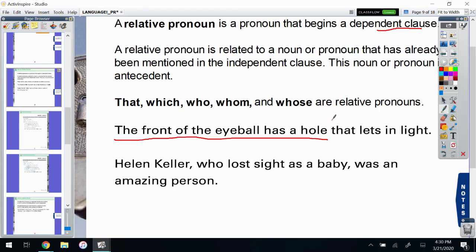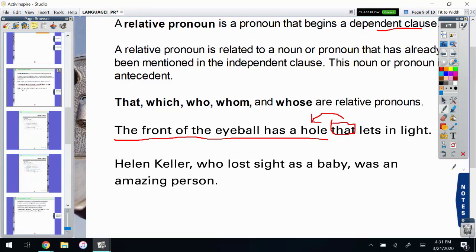Now, let's circle the relative pronoun. That. Good. That is our relative pronoun. It begins a dependent clause, that lets in light, and the antecedent is hole.